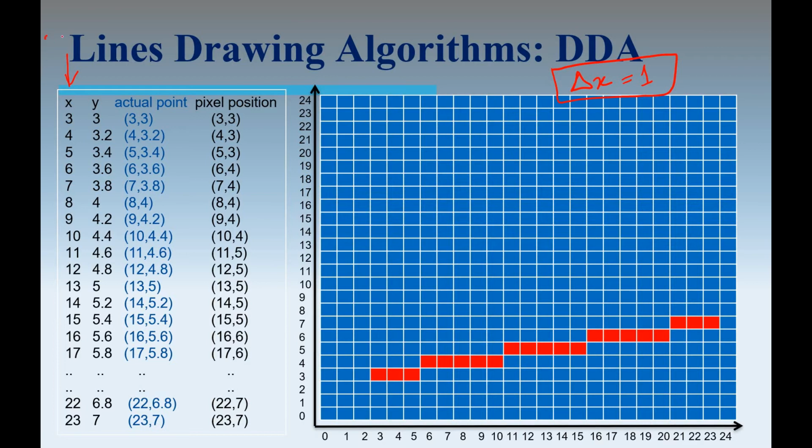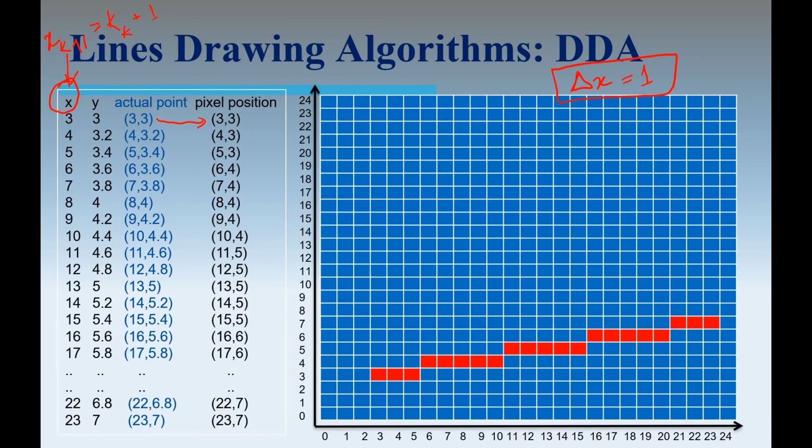That means x k plus 1 is equal to xk plus 1. It will be simply incremented by 1. This particular x should be simply incremented by 1. The initial point that we have here is x1 equals 3 and y1 equals 3. This is the actual point, and this is the pixel position. So the first point is okay.